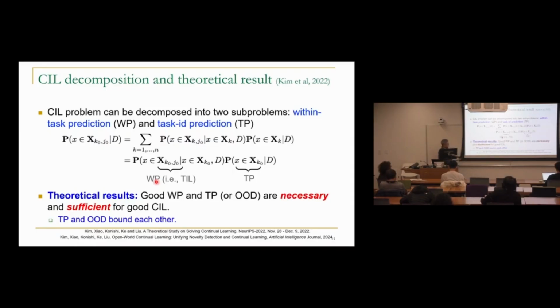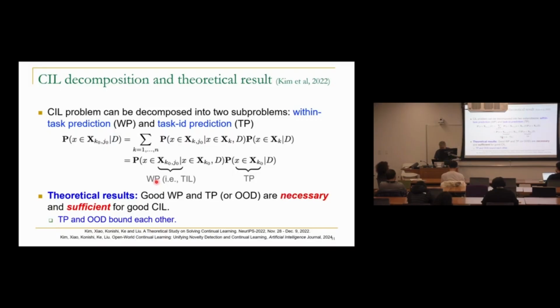Okay, within task prediction, the theoretical result basically says, obviously this one and this one are necessary, right? Sorry, not sufficient. If you make this one high or this one high, obviously the CIL will be high, right? That is the sufficient condition. But we can also prove these are necessary conditions. And the major thing is actually this part: task ID prediction is basically correlated with out-of-distribution detection.